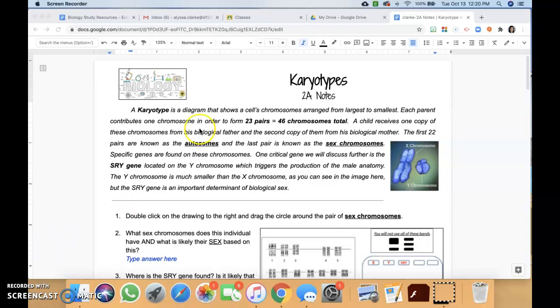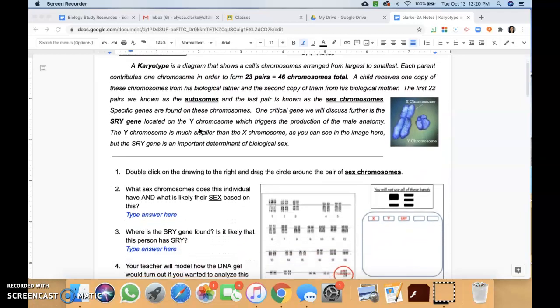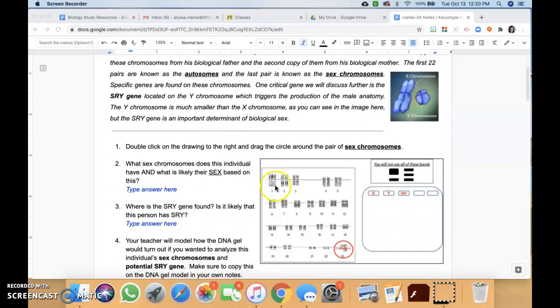So you have 22 pairs, the first 22 pairs, which are known as autosomal chromosomes. These guys right here are autosomal chromosomes. They're going to code for things like eye color, hair color, if you can roll your tongue, all those fun things. The last pair are known as sex chromosomes. These guys right here in the 23rd spot. The sex chromosomes are going to tell us the sex of the individual.